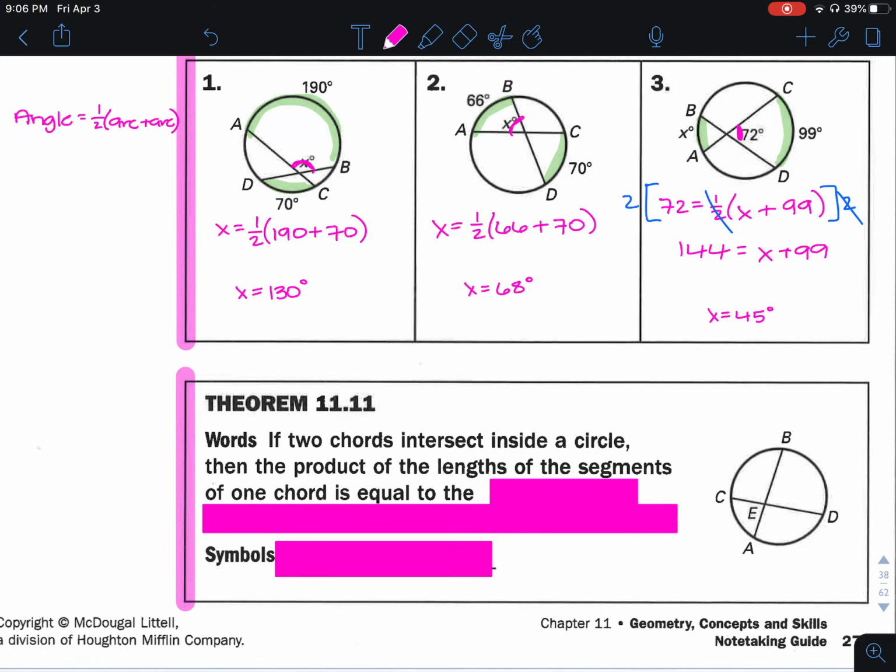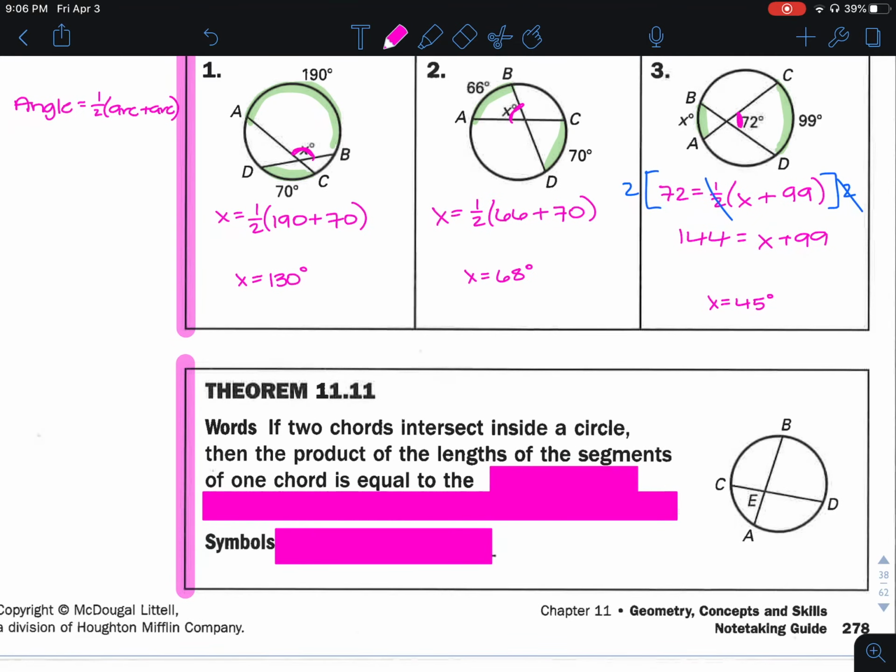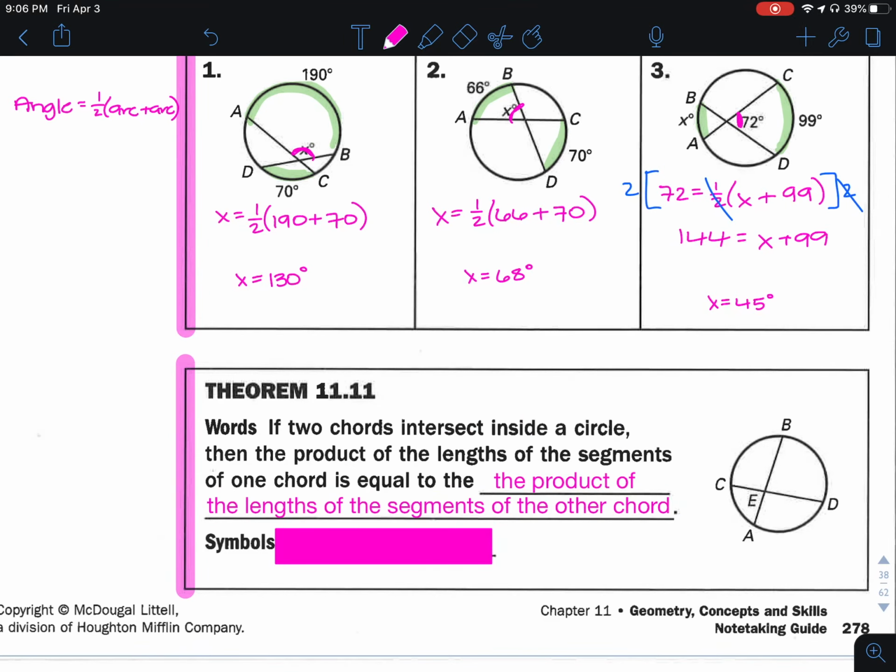All right, our next theorem, theorem 11.11. So if two chords intersect inside a circle, then the product of the lengths of the segments of one chord is equal to the product of the lengths of the other chord. Again, I know that's a whole bunch of words. We're going to talk about what that really means. So, in shorter terms, this means that EA times EB equals EC times ED.